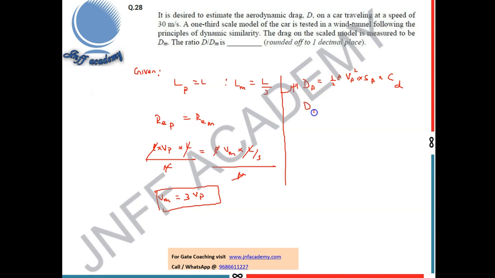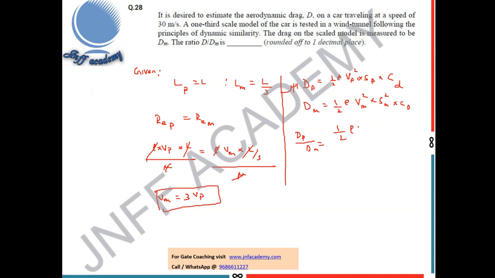Similarly, drag of the model is half rho, now instead of Vp it is Vm, Vm square, into Sm, which is surface area of the model, into Cd. Now instead of Vp you substitute in terms of Vm, or vice versa. Instead of Vm you substitute Vm is equal to 3Vp the whole square. Similarly Sm is nothing but Sp by 3 the whole square.